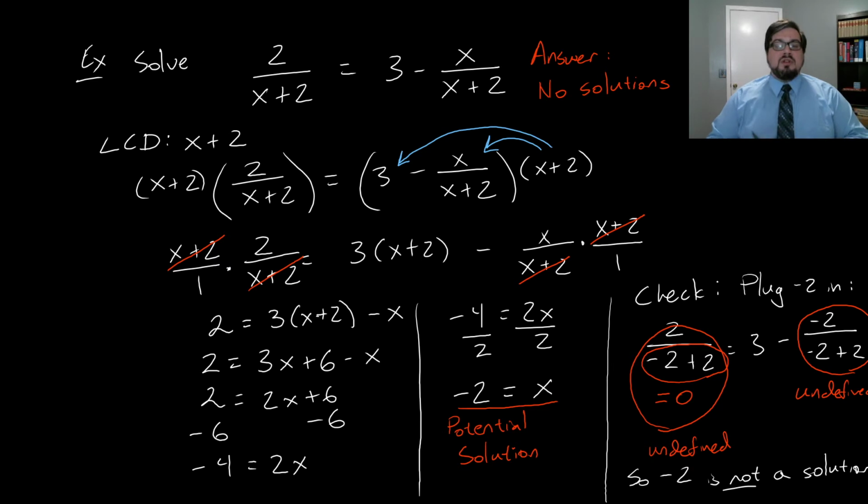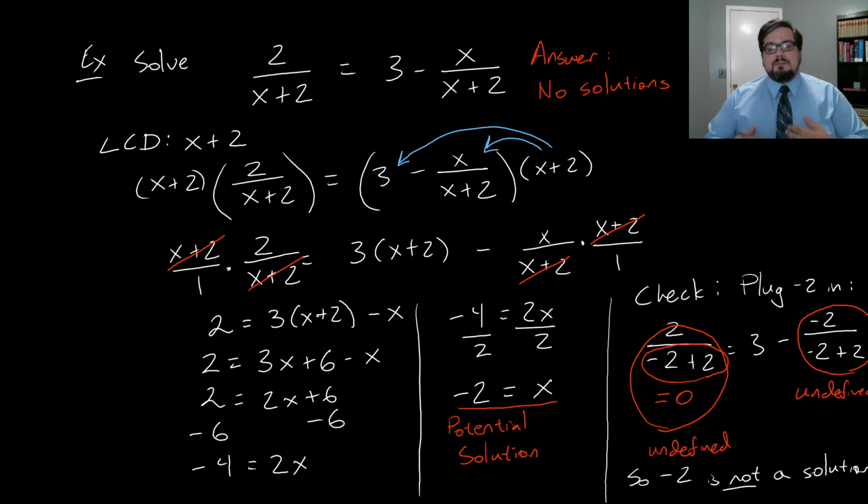There is no number at all that you could plug into this equation that would make it true. This statement that 2 over x plus 2 equals 3 minus x over x plus 2 is always false, no matter what you plug in for x. So that's why you absolutely need to check your work.